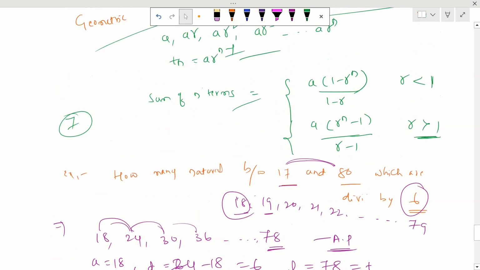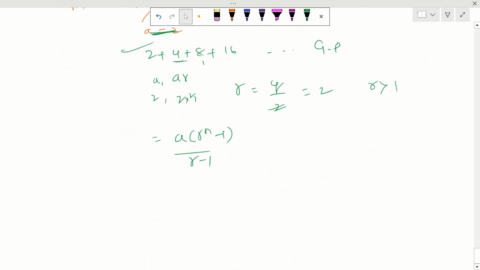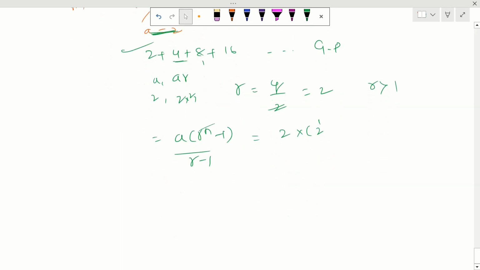This formula we have to use, since R is greater than 1. Then put the values: A is 2, R is 2, and 2 raised to N, where N is 10. So 2 raised to 10, then minus 1, divided by 2 minus 1. When we solve this, we will get 2046.